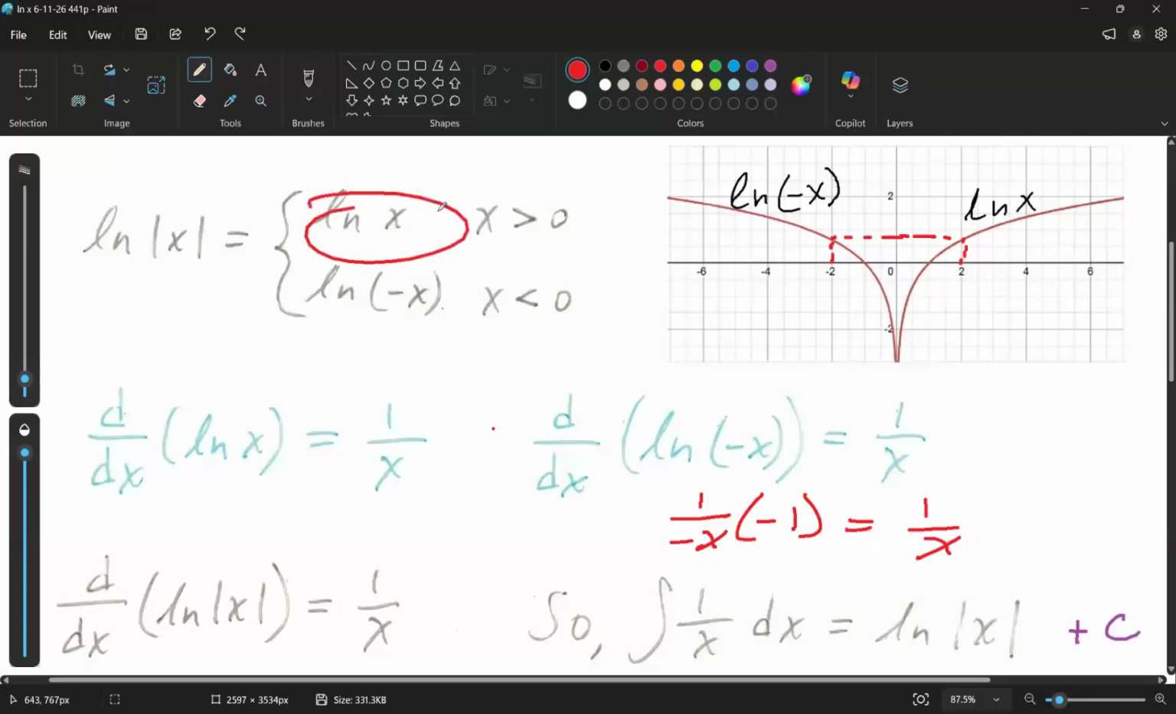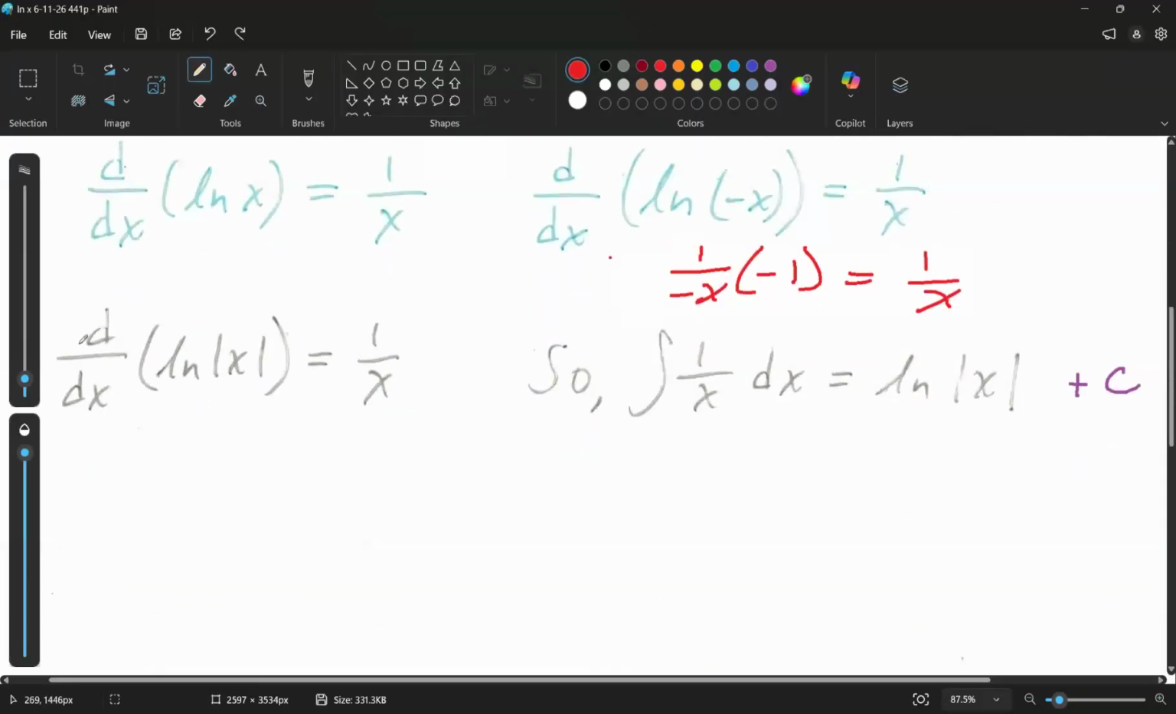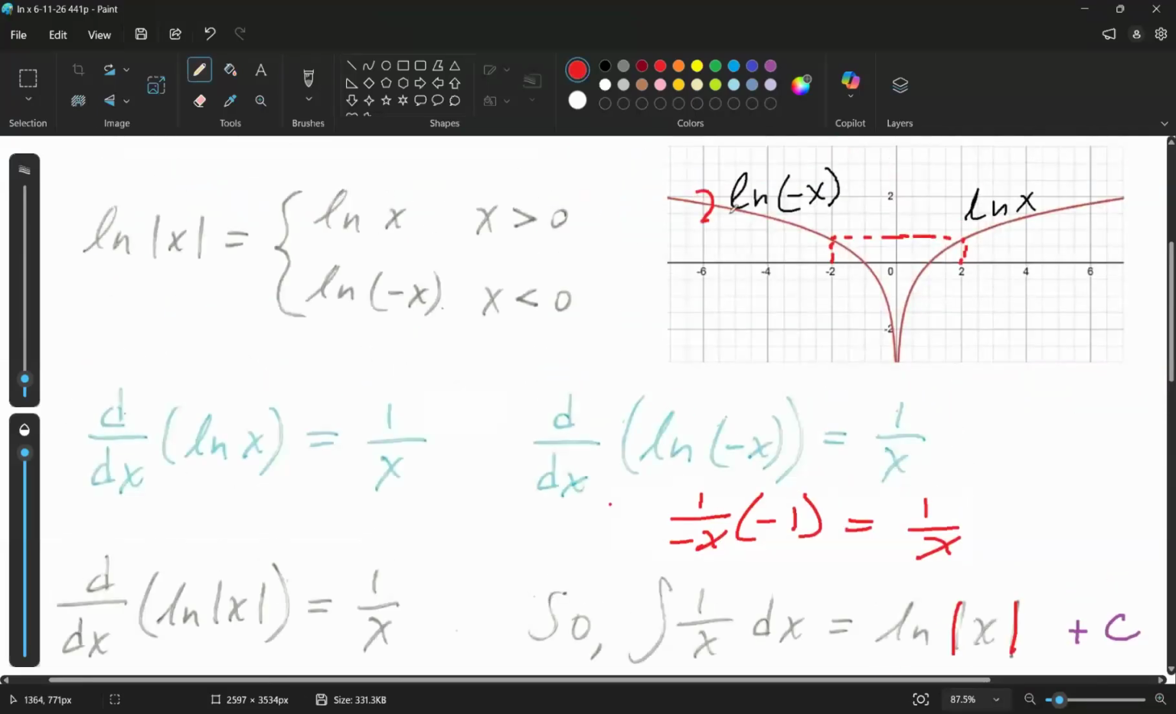So if the derivative is the same for both of these, then in general, 1 over x is the derivative of ln of the absolute value of x. So we can conclude that when we take the integral of 1 over x, we're asking ourselves, what is the function that this came from? And if we just do this, we're only telling half the story. To get the most general answer, we need to have the absolute value marks on, so we're not eliminating half the story for no good reason.